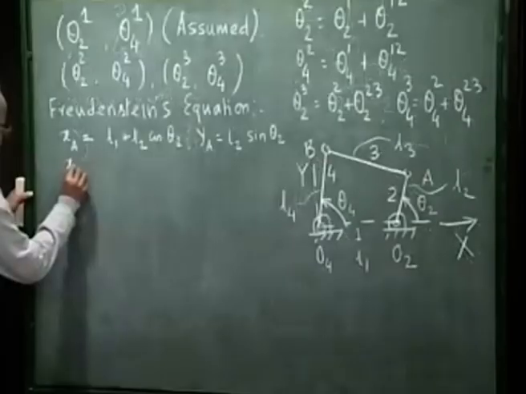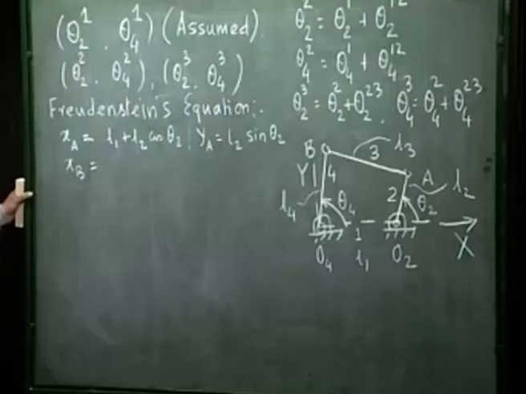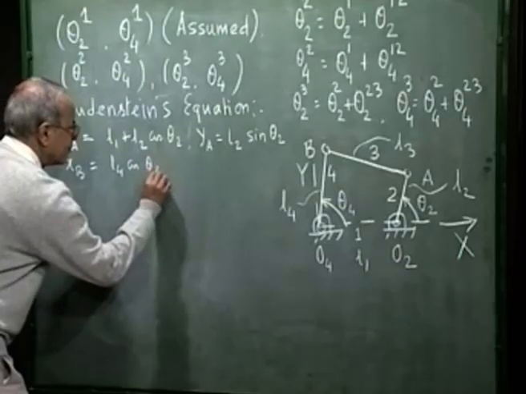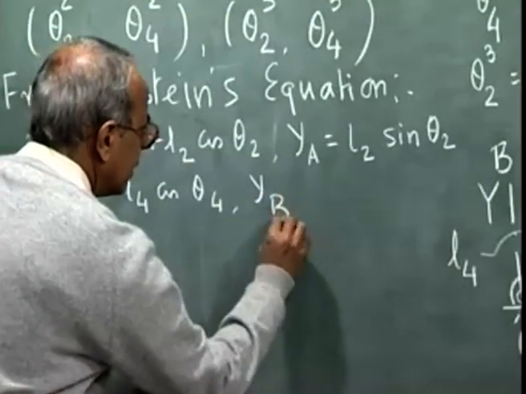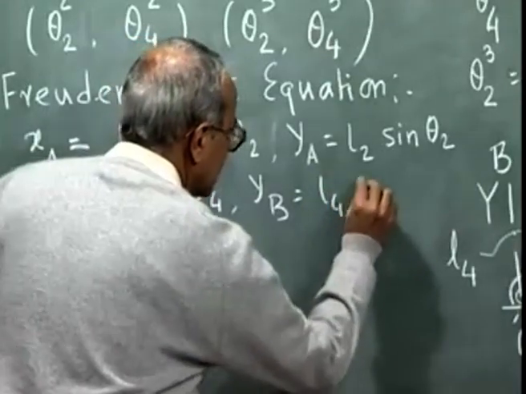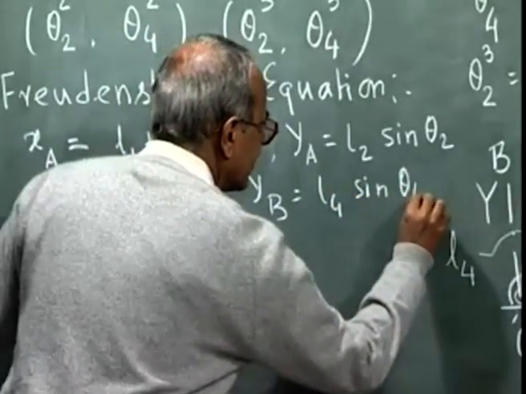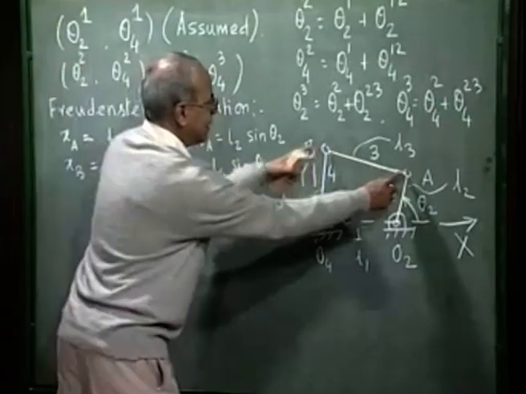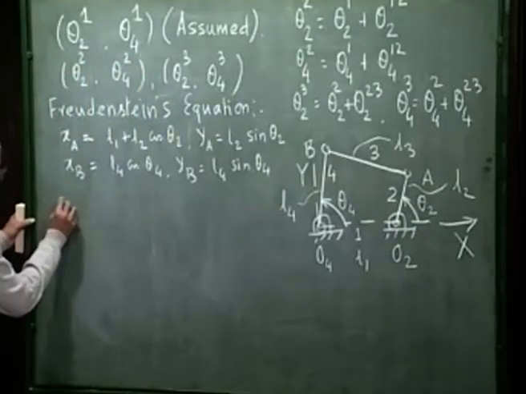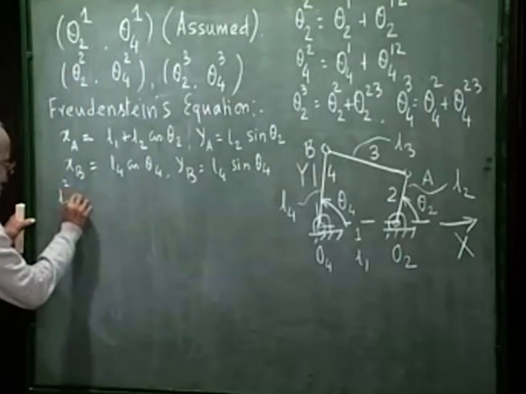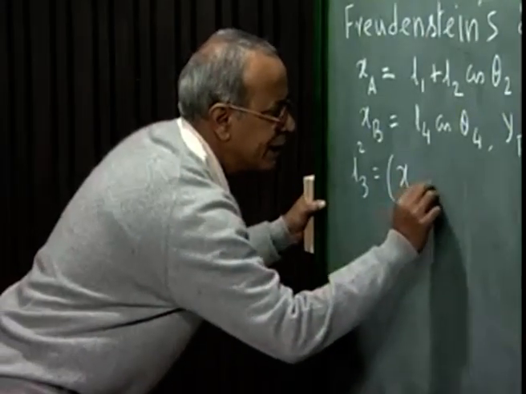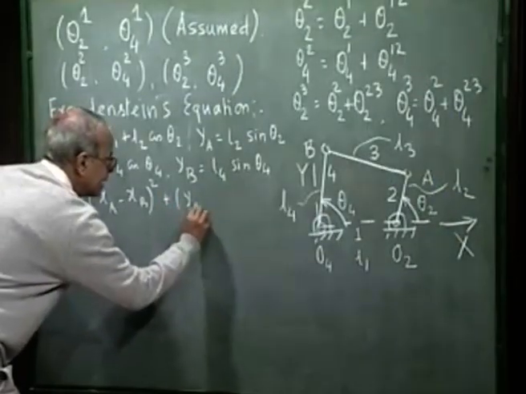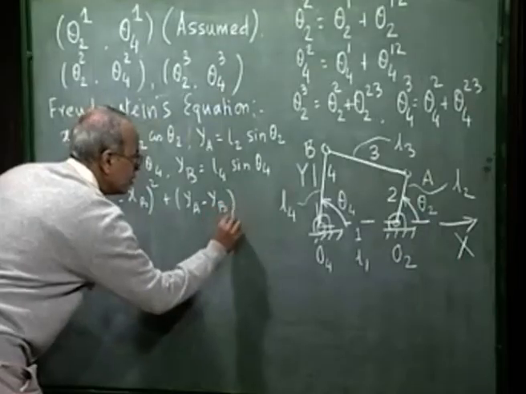And the x and y coordinates of the point B, namely xB, is L4 cosine theta 4 and yB is L4 sin theta 4. So, the distance between these 2 points A and B, which is L3, as you see, the square of the distance L3 squared is simply (xA minus xB) whole squared plus (yA minus yB) whole squared.